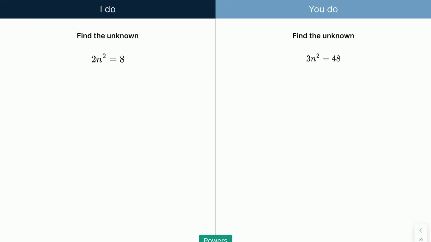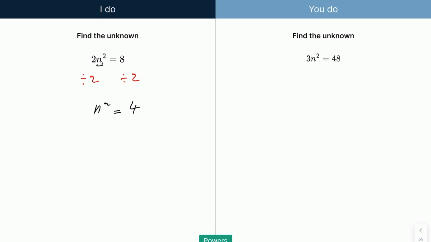So here we want to find n, and at the minute it's 2n squared. So firstly, we want to get the n on its own. At the minute it's being multiplied by 2. So if we start off by getting rid of the 2, divide each side by 2, that leaves us with n squared is equal to 4.